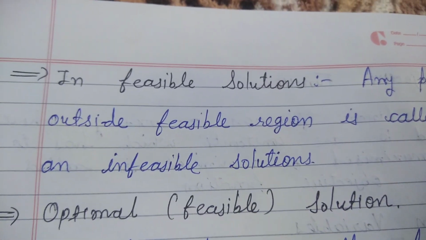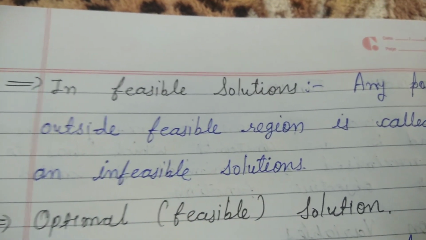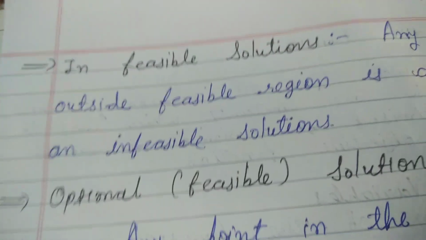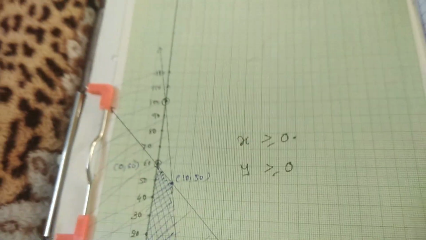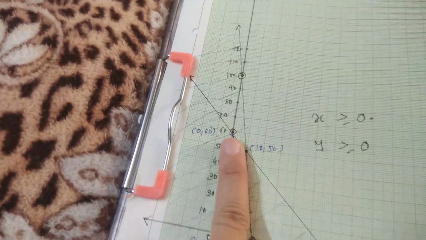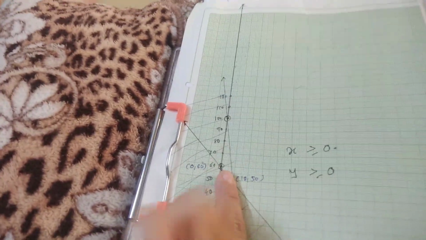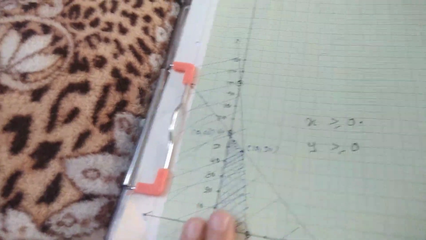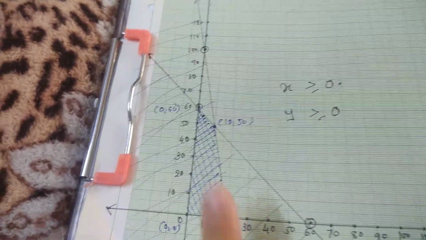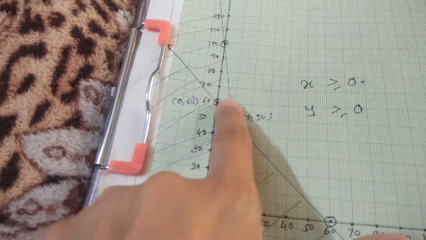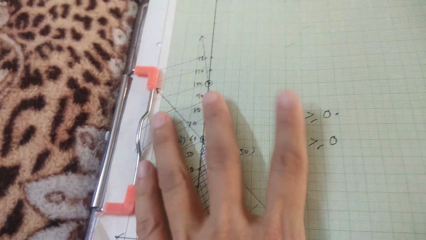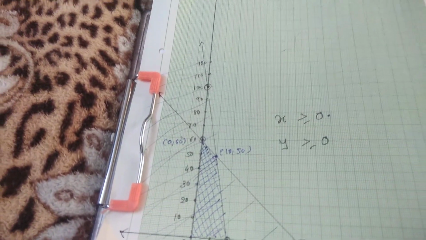And after this we have the infeasible solution. Now what is an infeasible solution? Any point outside the feasible region. So any point which is outside, just forget this part, any point outside it, all these points are known as infeasible solutions, which are not on the border or boundary and not inside.